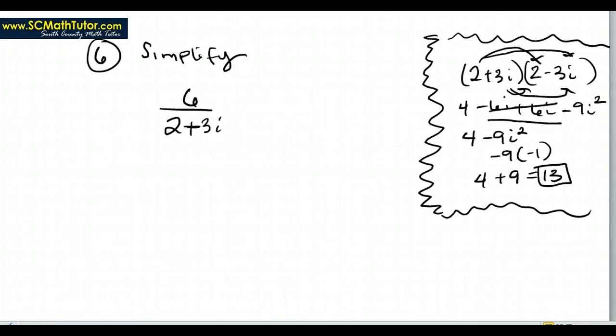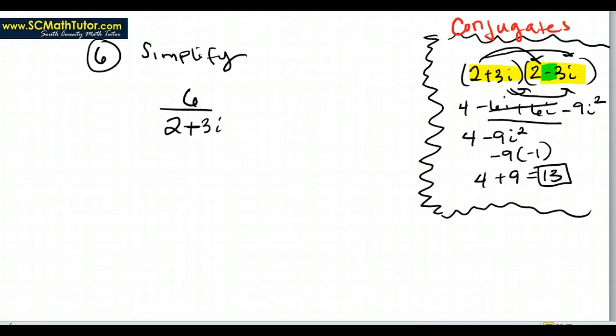Let me show you what's very important about this. Notice how this is the exact same numbers, but we have different signs. One is a positive, one is a negative in the middle. Those are called conjugates. This is called a conjugate. They are called conjugates.